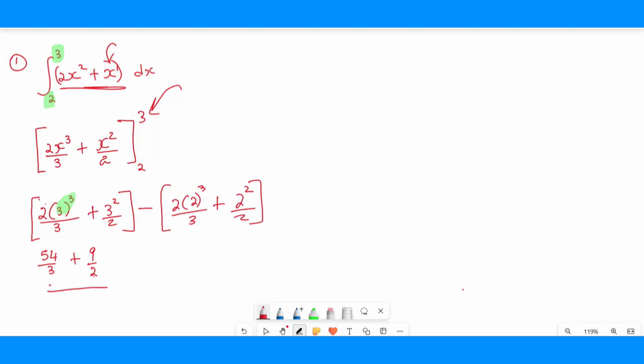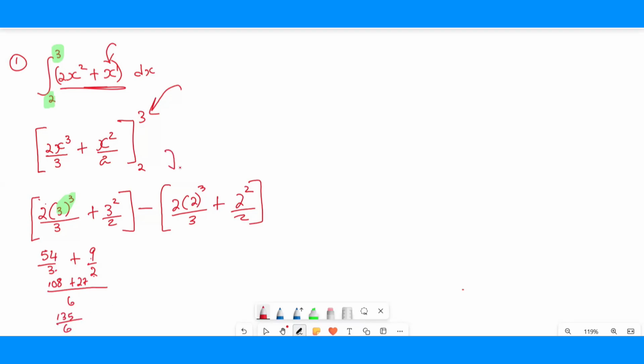So 2 times 54 is 108. 3 times the 9 is 27. And this is going to be over 6. So I'm working out the front part. So this is actually 135. This is over 6.